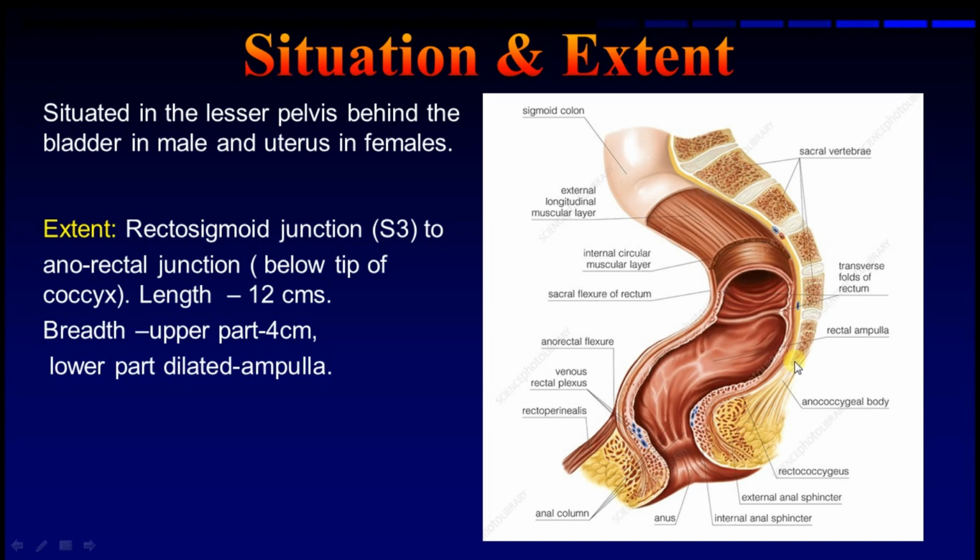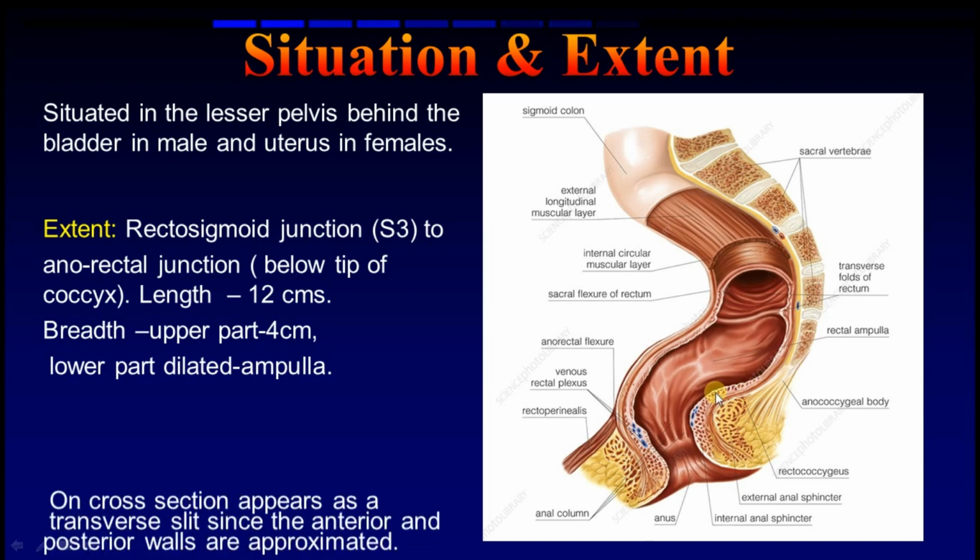So slightly below and in front of the tip of the coccyx, the anorectal junction is present, where the rectum suddenly narrows down, because immediately just above it the rectum is very much dilated, and it is called the rectal ampulla. Any dilated part is an ampulla, which I already told in my last class with respect to the prostate. So the rectal ampulla suddenly narrows down at the anorectal junction.